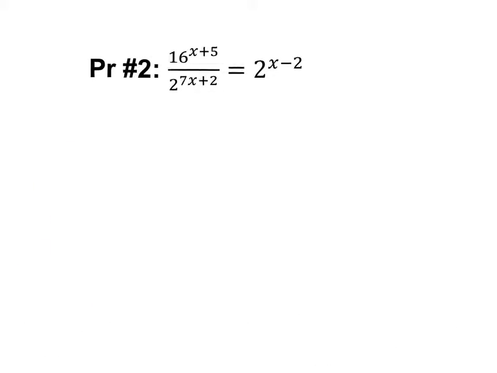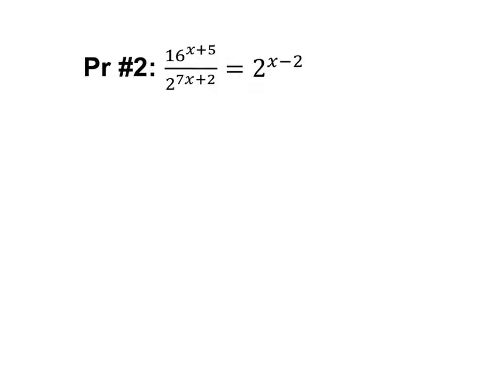All right, practice number 2. I'm going to help you guys get started on this one, and then I want you guys to be able to finish it. I'm noticing that there's a 2 as a base, a 2 as a base, and this one has a 16 as a base, but I'm pretty sure I can write 16 with a base of 2. Think about it. 2 squared is 4, 2 cubed is 8, and 2 to the 4th is 16.